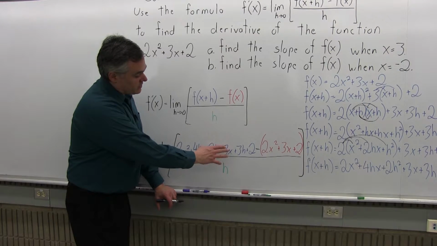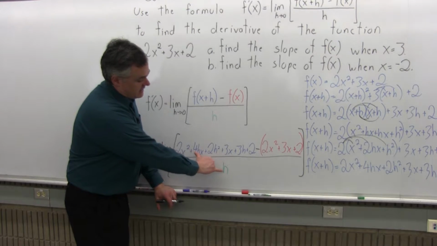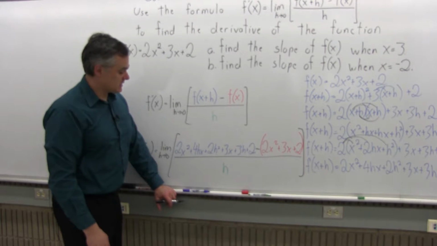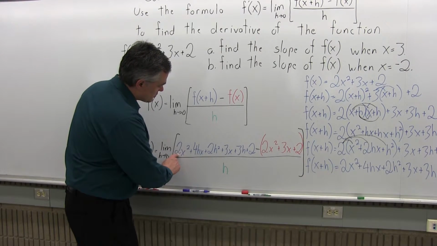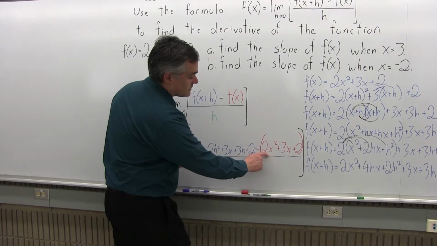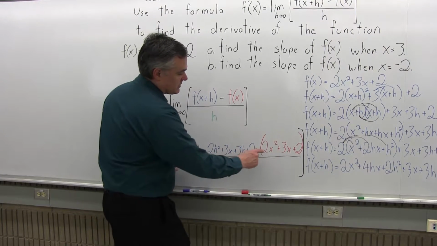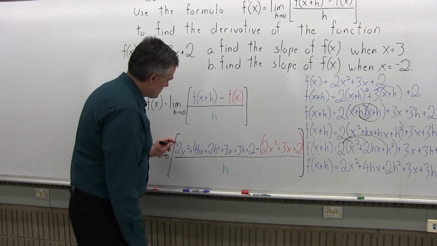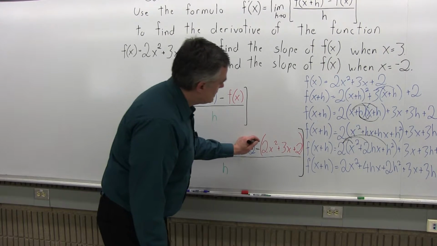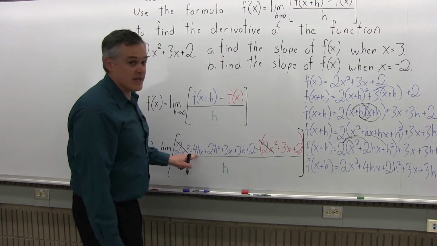Everything left behind after you cancel the things without an h will have an h. You factor it out to the front and cancel the one in the denominator. So let's do that. First, 2x squared, and if I look over here, here's a 2x squared. The one in front is a positive 2x squared. The other one in red parentheses, you're subtracting it. So positive 2x squared, negative 2x squared. We'll cancel those.